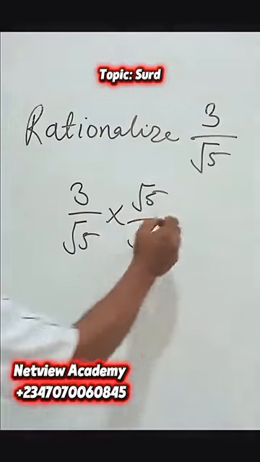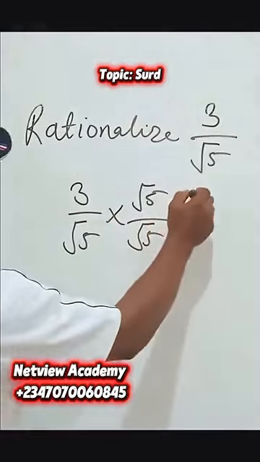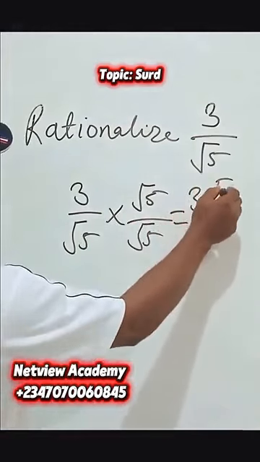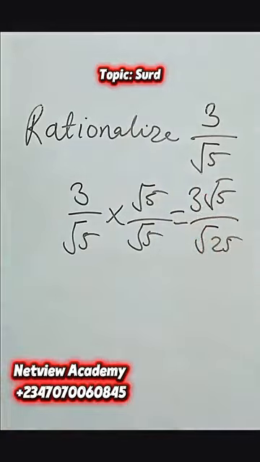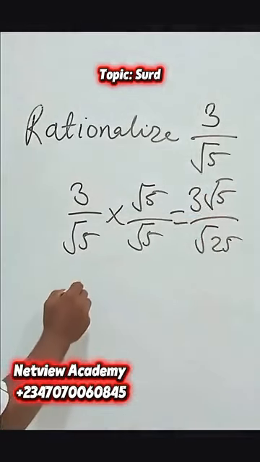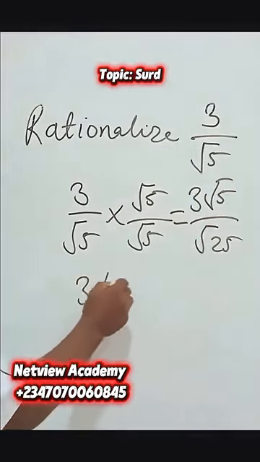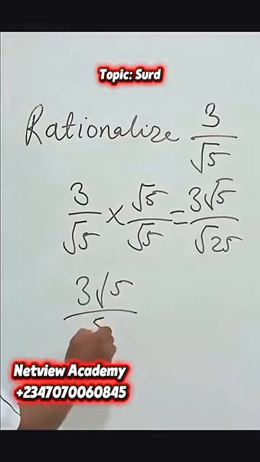And this is the same thing as 3 root 5 all over root 25. The square root of 25 is 5. Therefore, this becomes 3 root 5 all over 5.